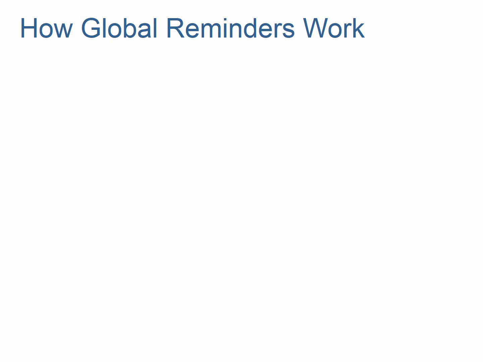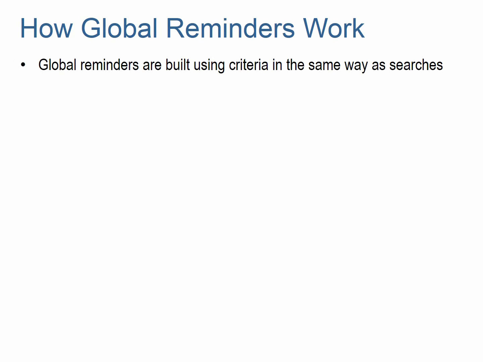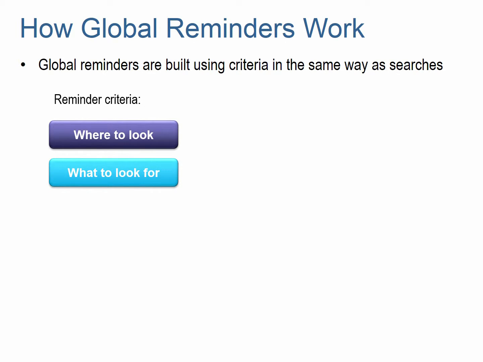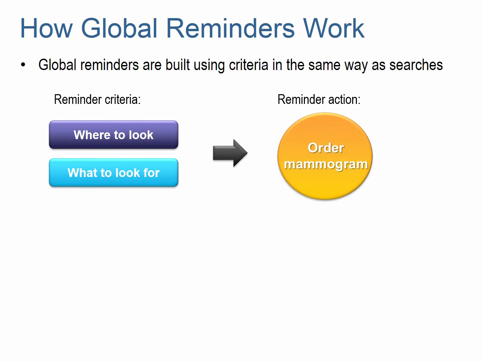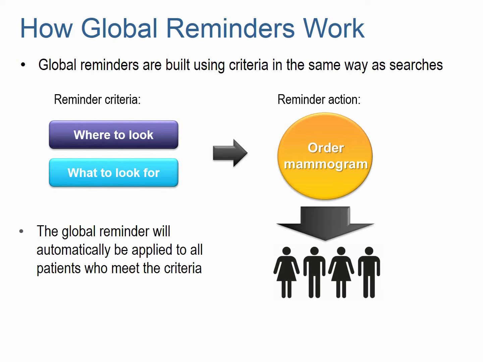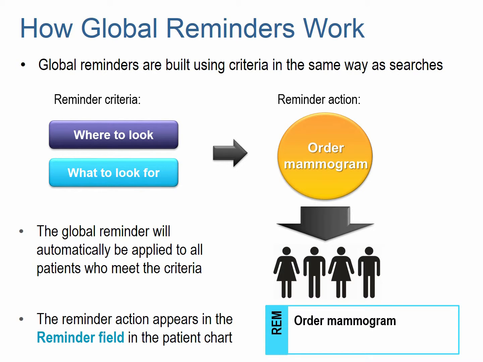So let's look at global reminders a little more closely. The reminders are created using the same criteria as your cancer screening searches. In fact, the criteria will look identical, telling the system where to look and what to look for in every patient's record. These criteria are then connected to a reminder action, the wording that will indicate to the clinician what the patient needs. In this example, we'll set up a reminder that will tell us to order a mammogram when the patient is due for breast screening. Once the reminder is saved, the system will automatically search through the charts of all patients and place the reminder action in the charts of the patients that meet the criteria. The reminder action will be visible in the reminder field of the patient's profile.